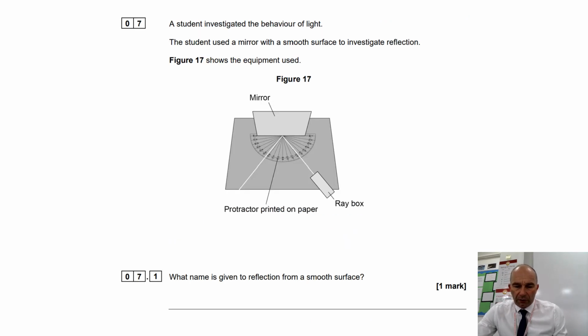Question 7. So we're going to investigate the behaviour of light, and the student used a mirror with a smooth surface to investigate reflection, and you can see the equipment being used. 7.1. What name is given to a reflection from a smooth surface? You just need to remember that term, specular, and that's the only acceptable answer on that one.